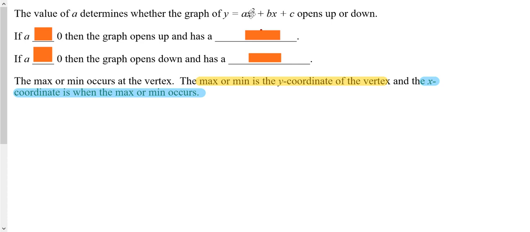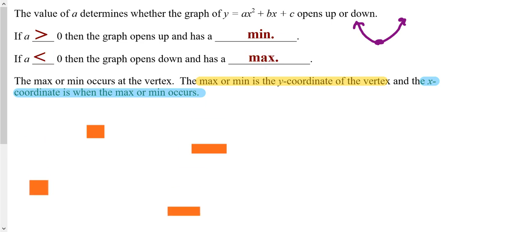Now, if a, what's in front of your squared term, is greater than 0, then your parabola opens up, and then your parabola would have a bottom point, because if it opens up, you have a bottom point, and then you would have a minimum. If your a value is negative, then you have a maximum, because if your a value is negative, like this here, then you open down, and you have a top point. The minimum here and the maximum here always occur at your vertex.